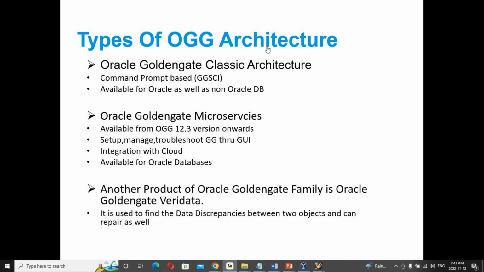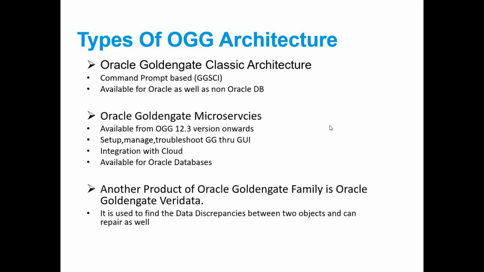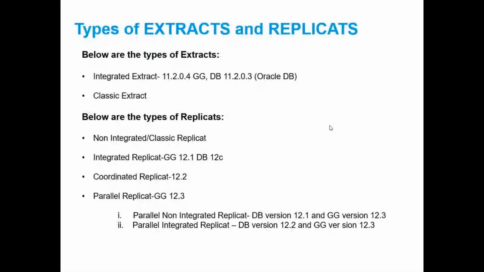So there are two types of architecture. One is classic and second is microservices. Now in GoldenGate, GoldenGate captures the data and applies the data. So for capturing the data in GoldenGate, you have got the extract process. For applying the data, you have got the Replicat process. We'll be discussing GoldenGate architecture in the next slide. But just to let you know, there are different types of extracts and replicats available in GoldenGate. Extract is the process which does the extraction part, which captures the data from the source database. Replicat process applies the data to the target database.